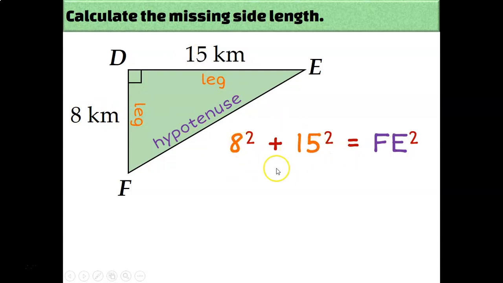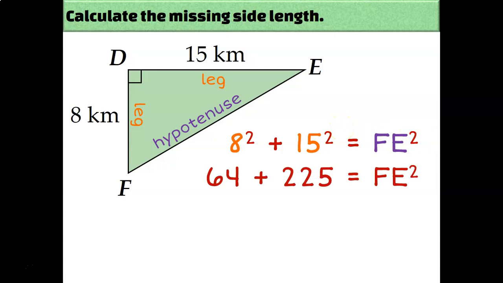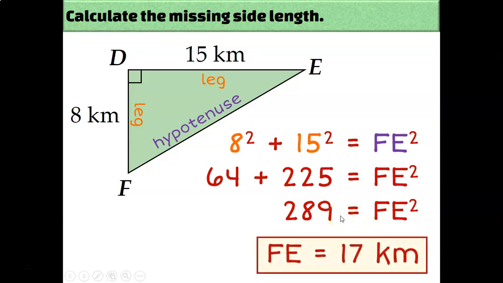The order of 8 and 15 doesn't matter. You could have also written 15 squared plus 8 squared, and as long as you're setting it equal to the hypotenuse squared, FE squared, it's good to go. So let's simplify. 64 plus 225 is 289. Square root both sides to get FE completely alone, because right now it says FE squared, and we need to get rid of that squared. The opposite of squaring is square rooting, and the square root of 289 is 17. So FE must be 17 kilometers long.